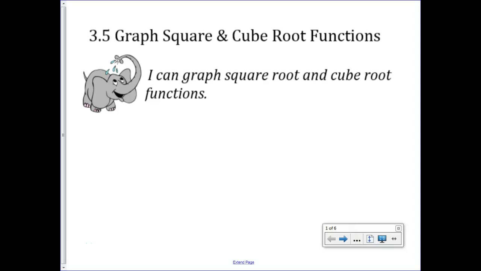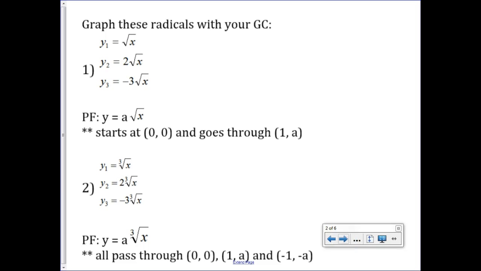All right, today we're looking at graphing square root and cube root functions. So, one thing I'd like you to try is to graph these on your graphing calculator: the square root of x, 2 times the square root of x, and negative 3 times the square root of x. So what's happening there as we are changing that a value? I'll give you some time to pause the video, work through that, and then go ahead and check it and come back and do the same with set 2.